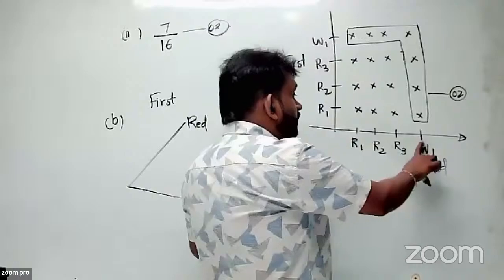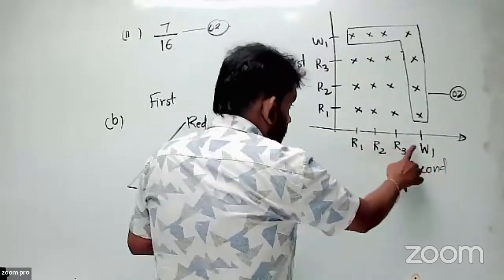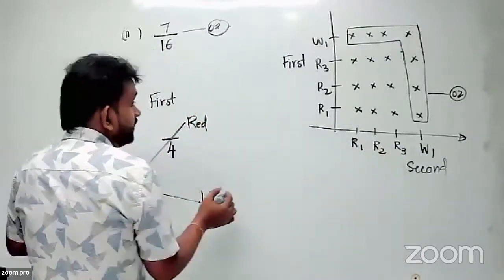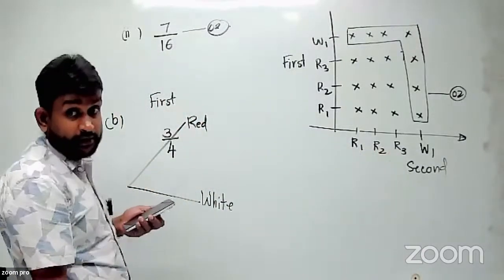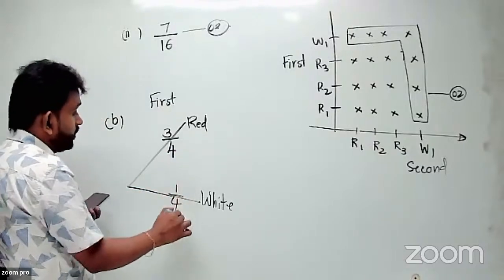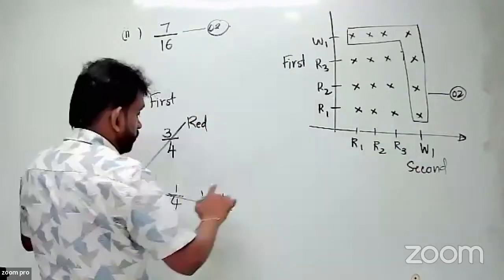How many total balls are there? 1, 2, 3, 4. Out of those, check how many reds: 1, 2, 3. So 3 upon 4 is the red color. Then what is the white probability? It is 1 upon 4, because 1 white ball out of 4 balls.